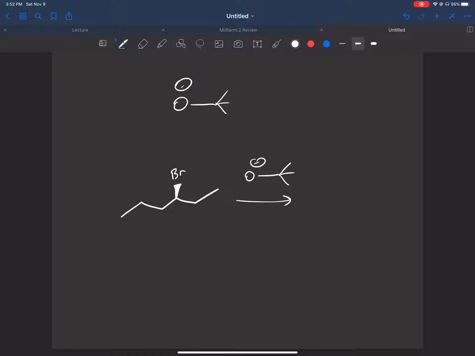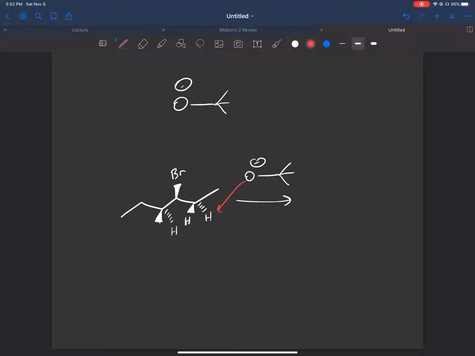I'm going to make the methyl here wedged. This hydrogen is going to be dashed. And then we have, remember, two hydrogens on that carbon, one wedged, one dashed. So in this case, remember, tert-butoxide still is going to take the hydrogen of opposite stereochemistry.